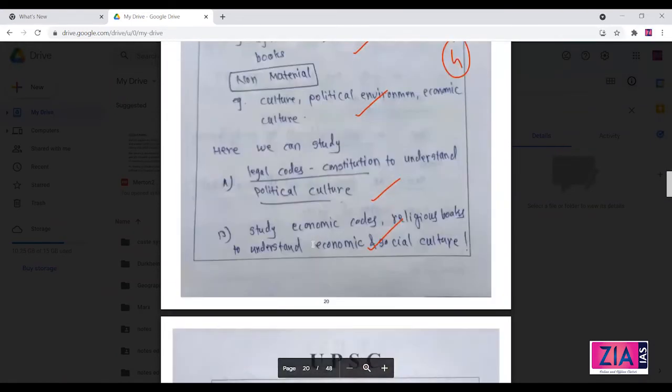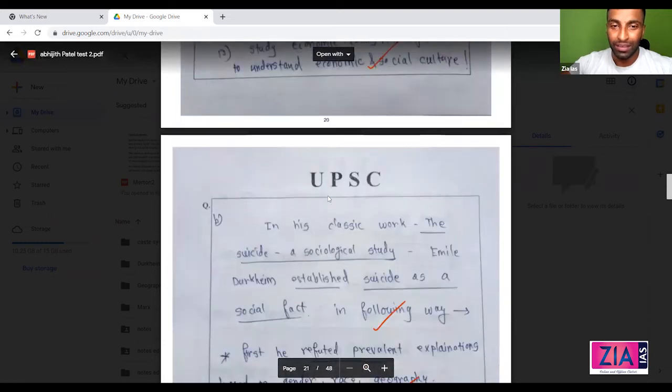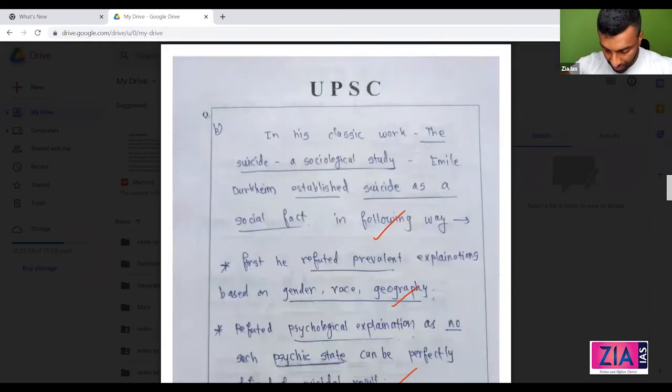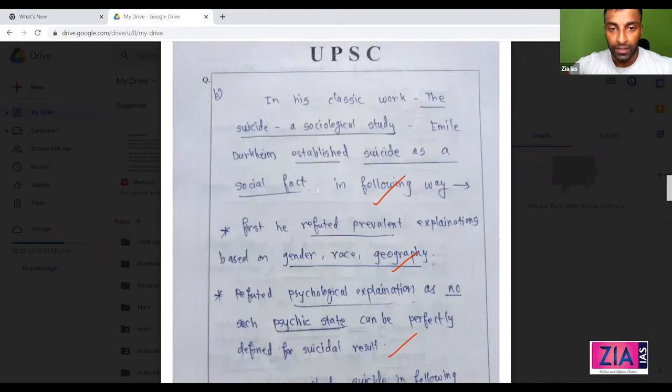Material, non-material. This is something which you need to read. Nothing can be done in this. Suicide as social fact.